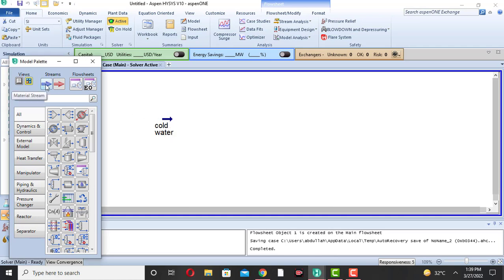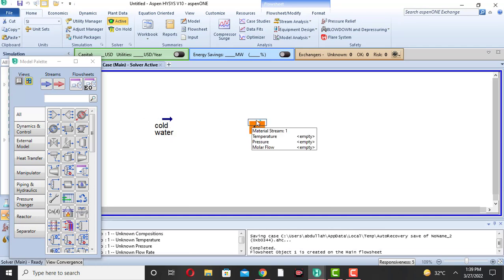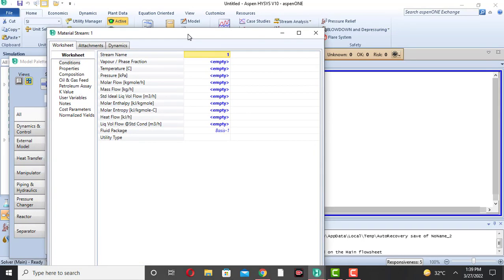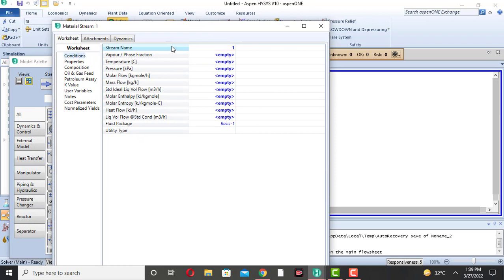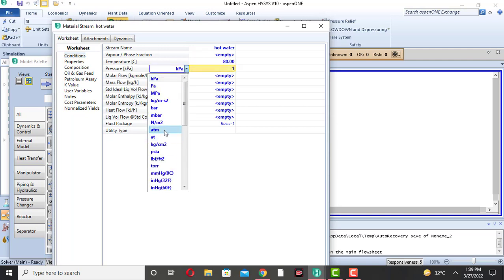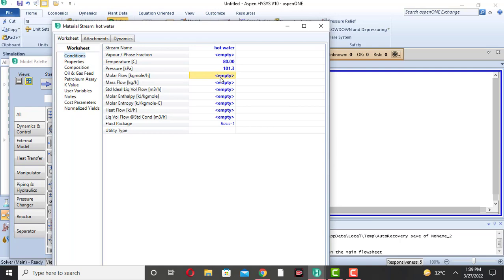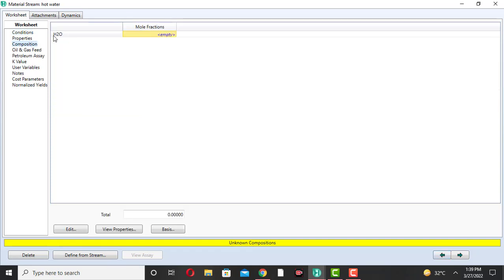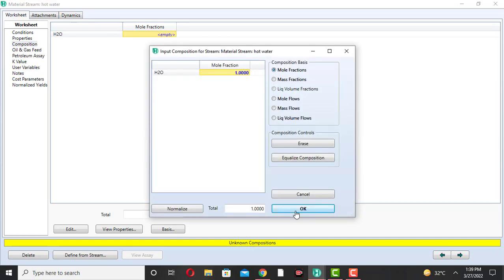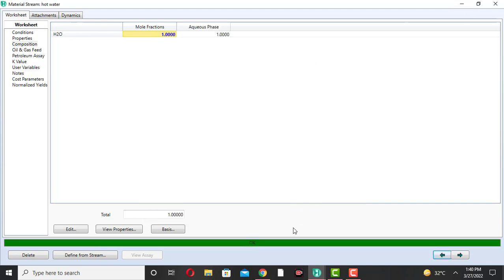Now come to the other stream, the outlet stream. This is the hot stream, which is hot water. The hot water is at 80 degrees centigrade and 1 atmospheric pressure, and the molar flow rate is 100 kg mole per hour. It shows unknown composition. Come to the composition. The composition of the product water, the hot water, is also 1, because pure water is entering and pure water is leaving. So it's okay.